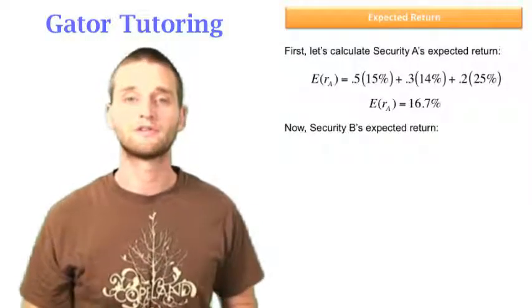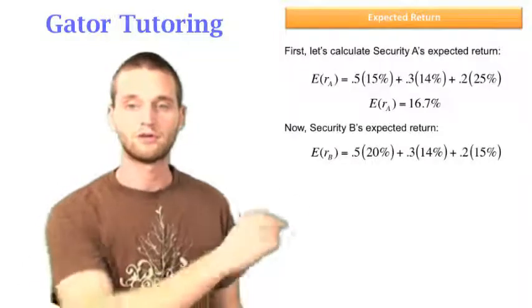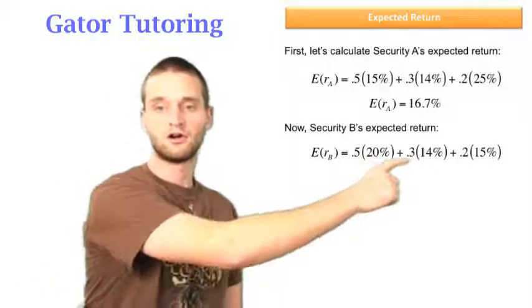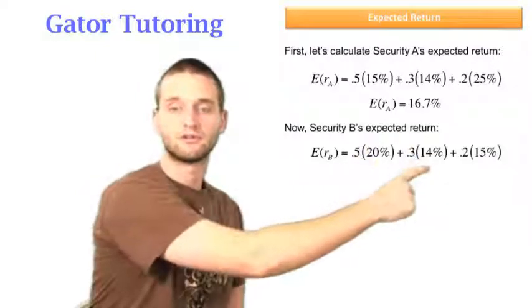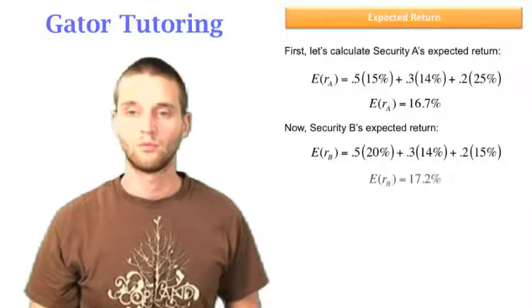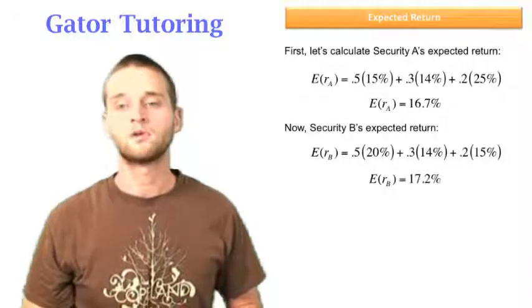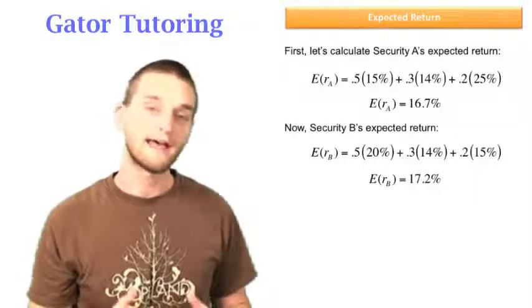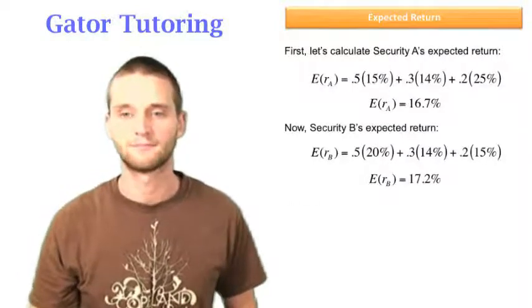We want to do the same thing for security B. So security B has a 50% chance of earning the 20% return, a 30% chance of earning the 14% return, and a 20% chance of earning a 15% return. When we multiply those and add them together, we see security B's expected return is 17.2%. So on average, it does better than security A.